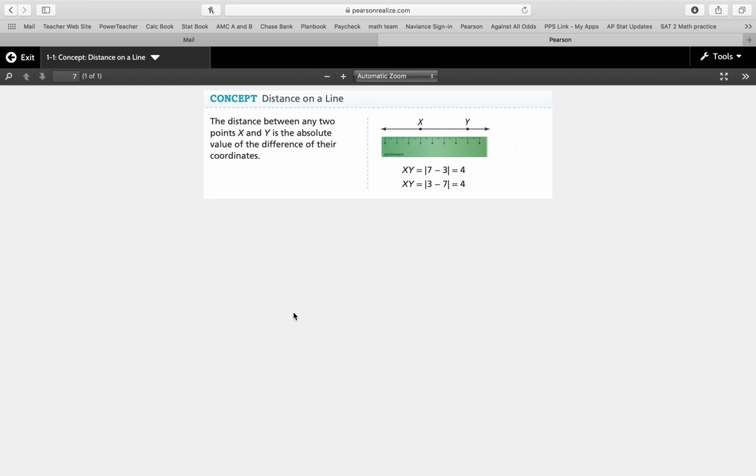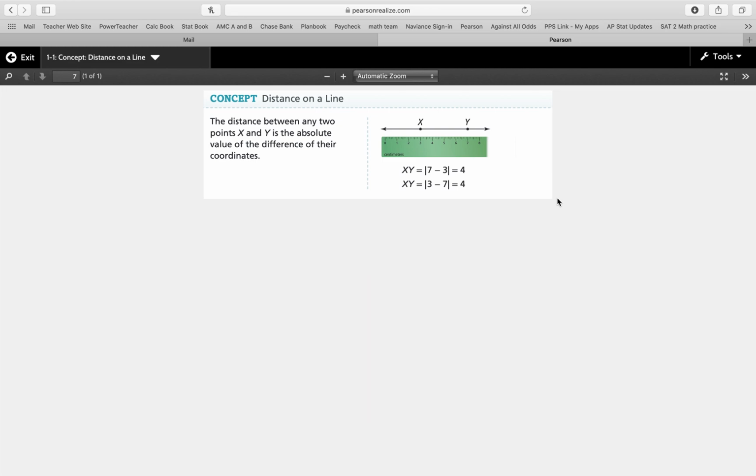The distance between 2 points. So again, we can always just count the distance, but obviously things are going to get more complicated than that. In order to find the distance between 2 points, we got to think about how distance is always positive. So how do we make sure distance is always positive? Well, we could always do the bigger number minus the smaller number. So 7 minus 3, so the distance between X and Y is 4.